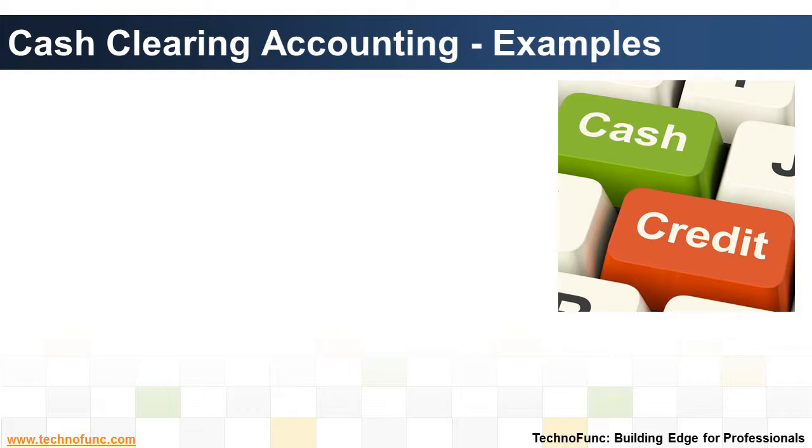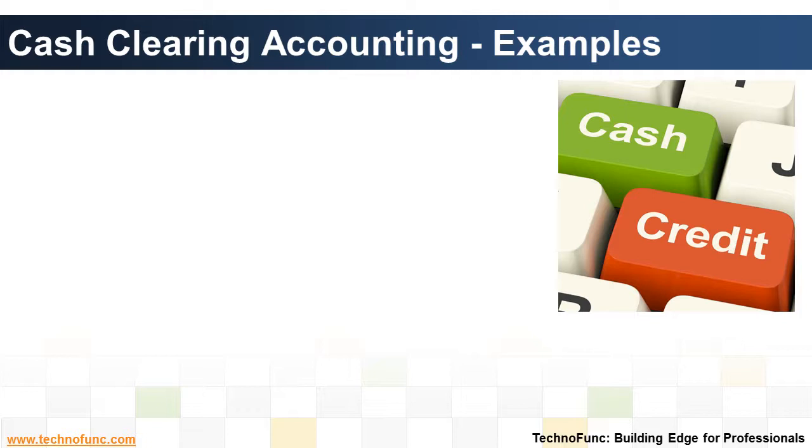Cash or bank clearing account is used to record unidentified debits and credits in bank statement. At the time of reconciliation process, we have to debit or credit main account and offsetting will be done to cash or bank clearing account. Then only balance in the main account will match with bank statements.